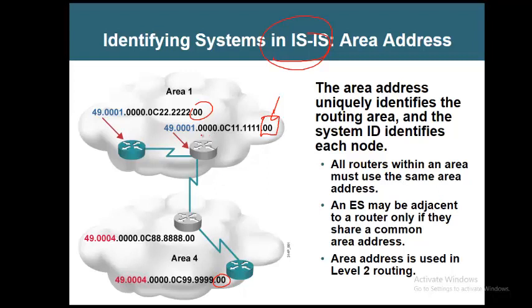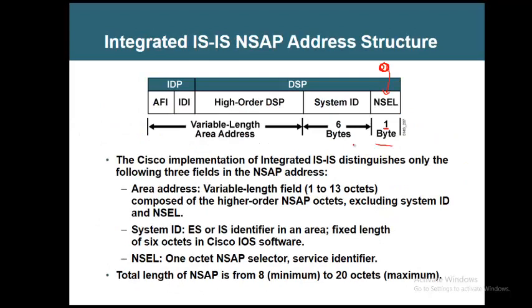And the lower order is the system ID. You see, it's not the same, but it's equivalent to the router ID. And the higher order is the area ID. You see, area 1, area 4. And this 49 represents a private network. Even if you don't put 49, it is okay. It's not necessary to put 49 and say you're running a private network. Even without 49, it will work. So that is what you need to know.